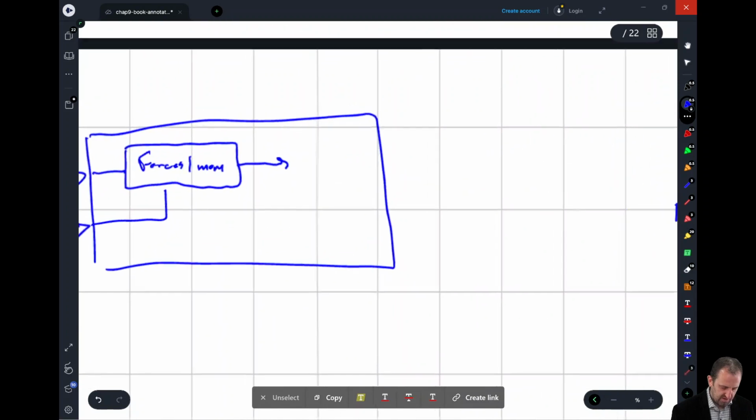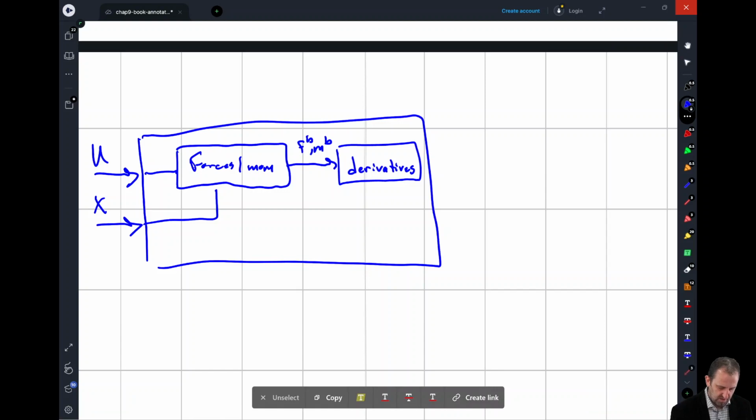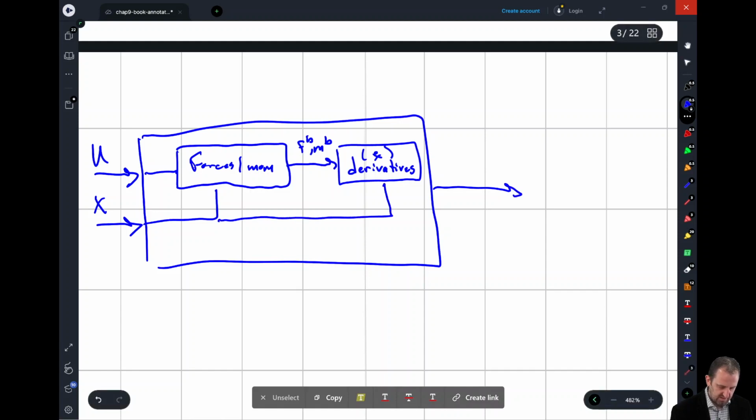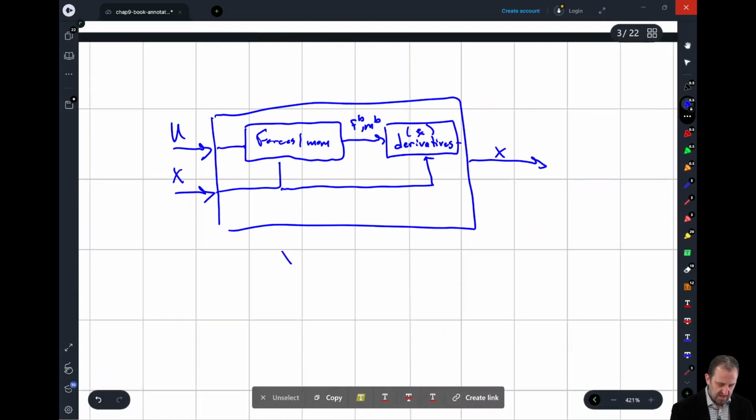And we came out of here where, out of our forces and moments, we got our force vector and our moment vector in the body frame. And then we developed our derivatives. And this helped us know what our x dot was. Then we use that, and our x goes into there as well. We use our derivatives then to help us propagate f forward in time, or x forward in time. So we call this whole box x dot is equal to f of x, u.